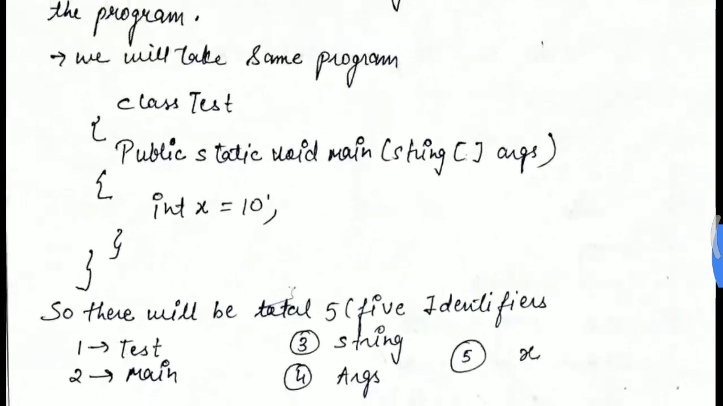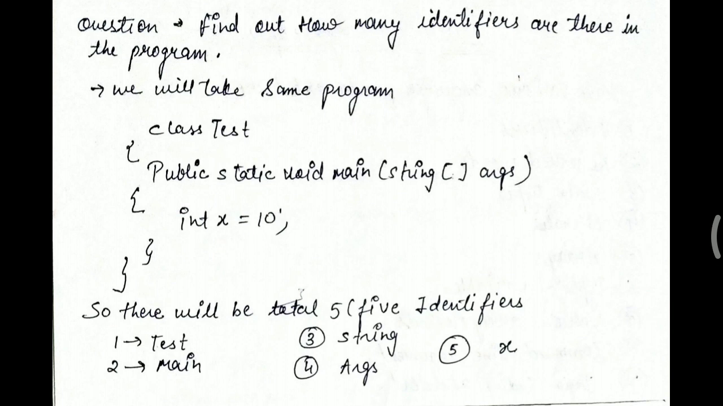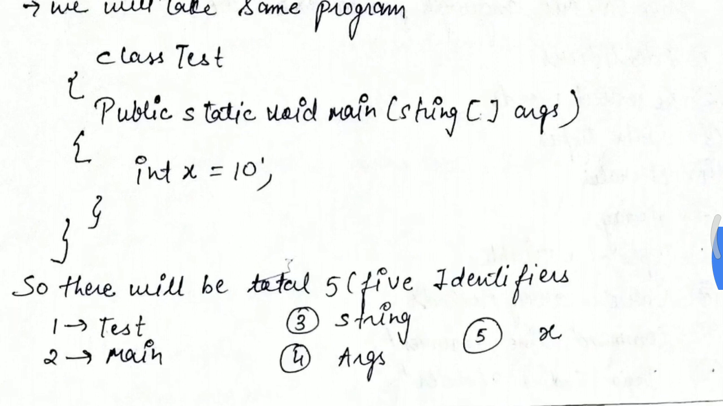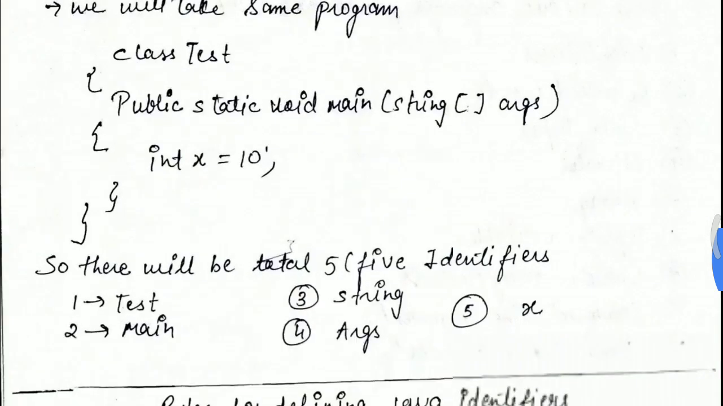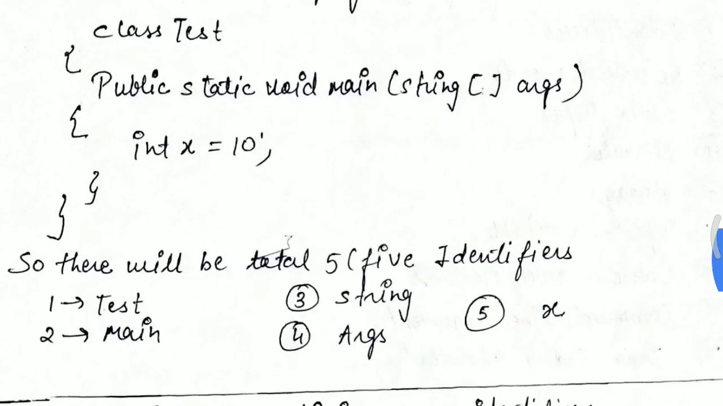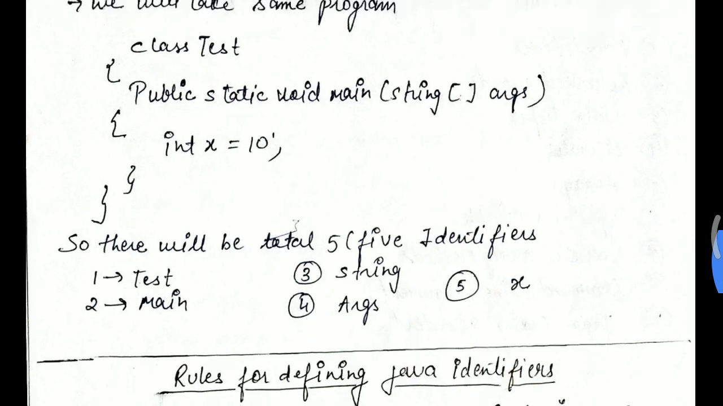the identifiers in this program. See, this is the program: class Test, public static void main, a simple basic program of Java. Here we have to identify the identifiers. So how many identifiers are there in this program? See, first one is Test, second one is main, third one is String, fourth one is args, and fifth one is x. These are the identifiers in the program.